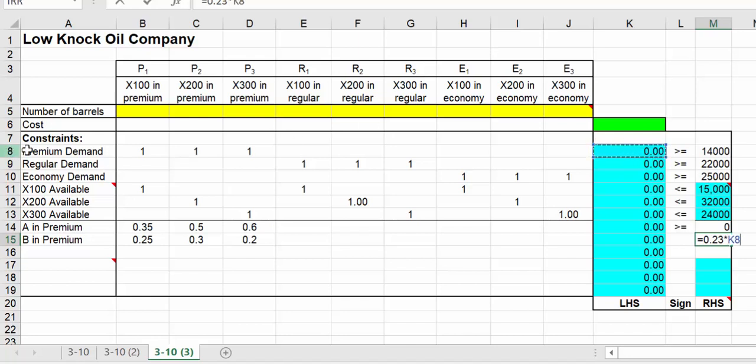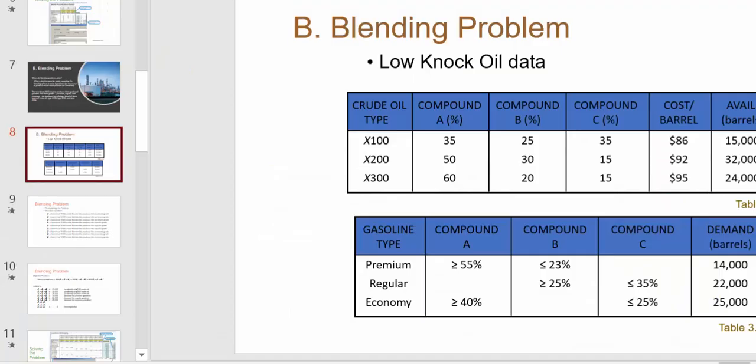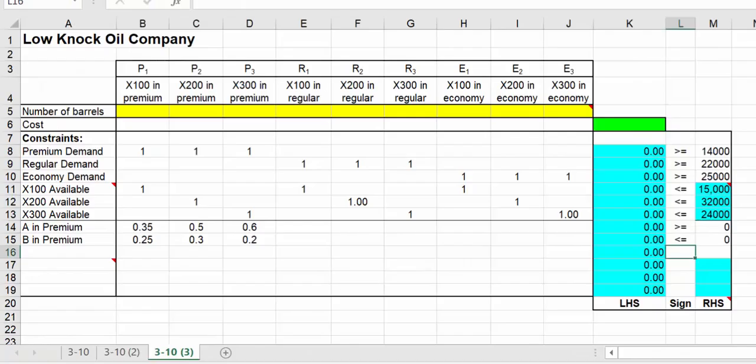So this is our premium demand. This is what we make compared to what the customer wants. So 23% of that needs to be compound B. And again, it's going to be less than or equal to. That's what they're calling for. If you take a look here, it's less than or equal to. So that's A in premium, B in premium. There's no stipulation for how much C is in premium, so we can skip that.